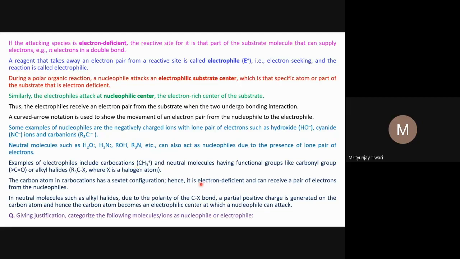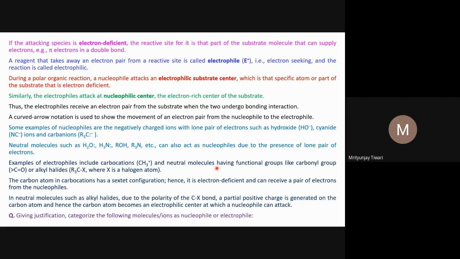There are certain neutral molecules as well, which behave as electrophiles if they have an incomplete octet, like for example BH3. BH3 has a sextet of electrons in the outermost shell. So boron has only 6 electrons in the outermost shell, so it has a vacant p orbital. So if some atom of the chemical species has an empty orbital, then that chemical species can also behave as an electrophile.